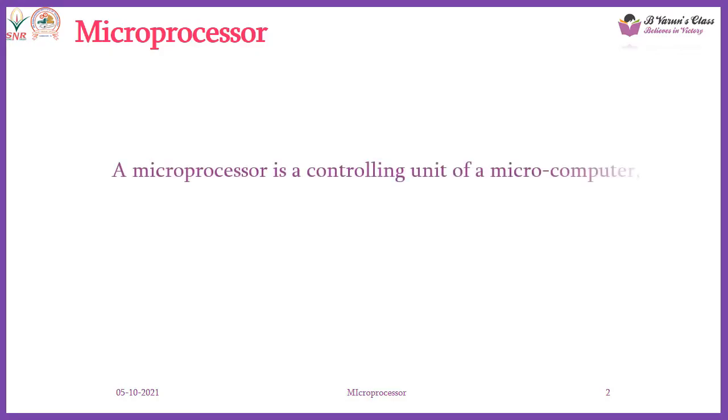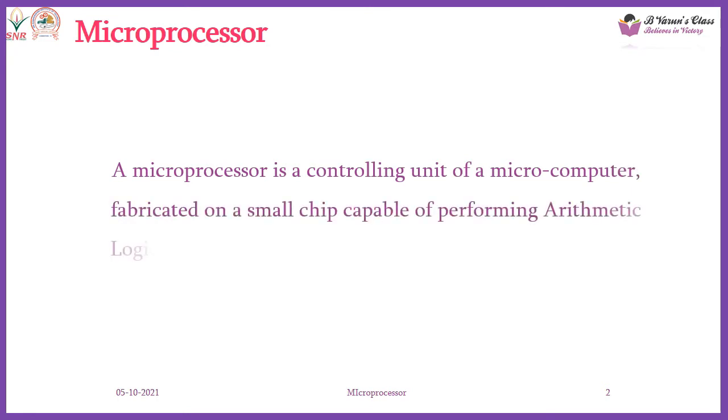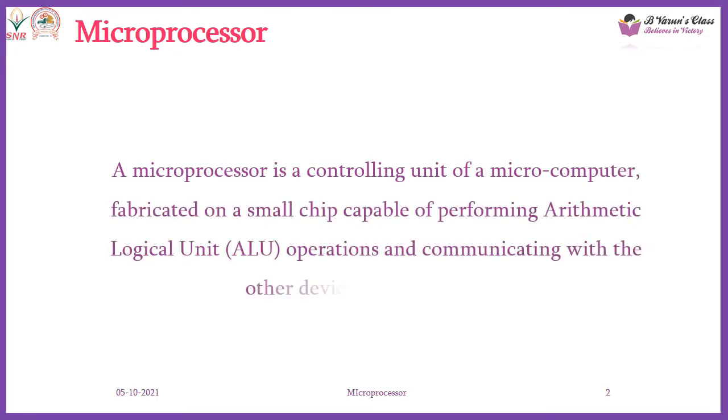Microprocessor. A microprocessor is a controlling unit of a microcomputer. It acts as a microcomputer fabricated on a small chip, capable of performing arithmetic logic unit operations and communicating with other devices connected to it. In a normal computer, we have a central processing unit with a huge structure, but in a microprocessor it has both the ALU as well as the communicating device. This communicating device is going to interact with the other devices.